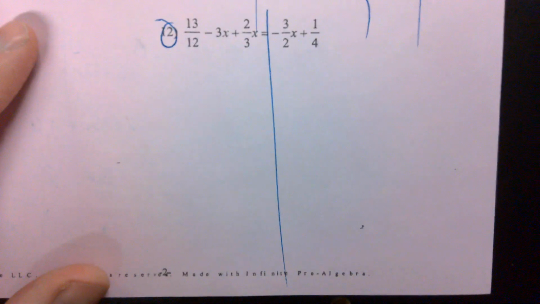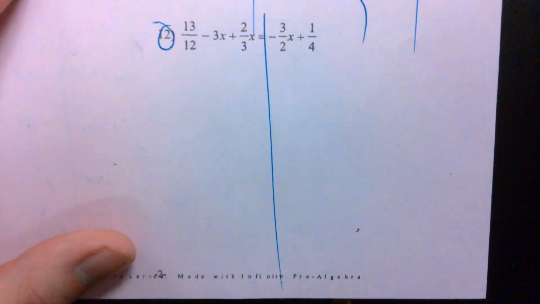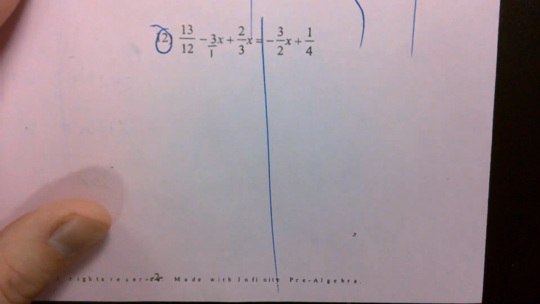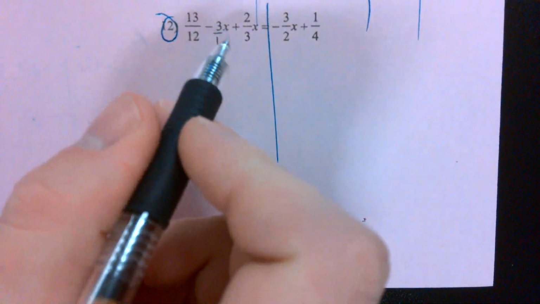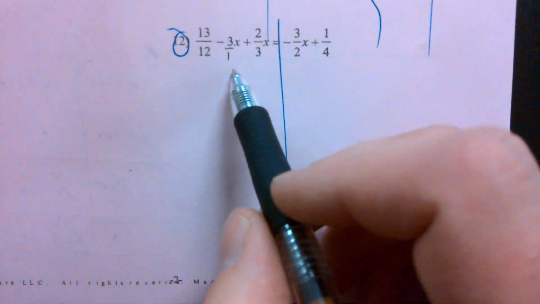Are all my terms here in 12 fractions? No. What's not a fraction? Negative 3x. What can we put underneath that negative 3? A 1. Before we even figure out the LCD, we've got to do that first because we will forget to include that term if we don't.